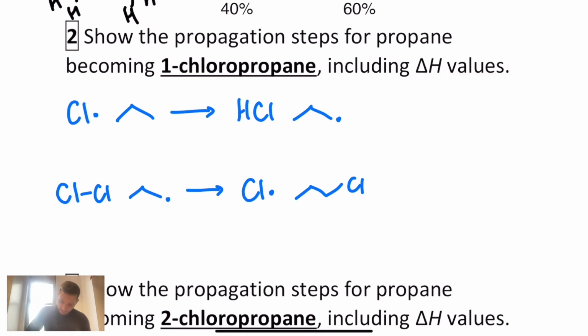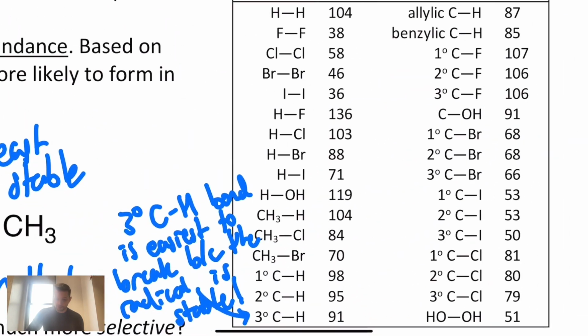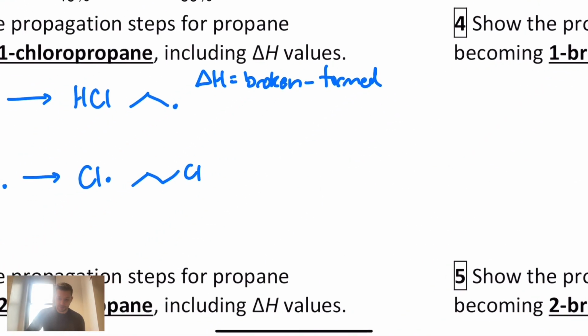Now a delta H, a change in enthalpy, is the energy of the bonds that are broken minus the energy of the bonds that are formed, because every time you break a bond, you absorb energy. Every time you form a bond, you release energy. So I'm just going to write broken minus formed. Now, what are these bond energies? Well, they're in that table in the upper right. So we're going to be using this table a lot as we compare the different types of bonds involved in these steps.